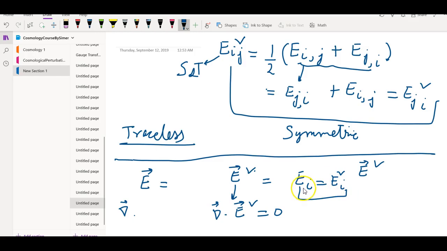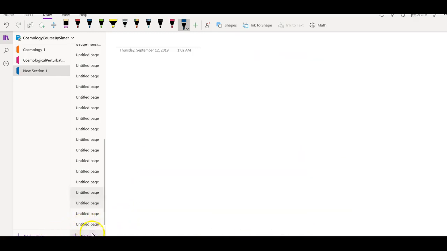If you decompose E into curl free, which gives me the scalar part, and divergence free, which gives me the vector part. There is no curl free part here because the scalar is already extracted from the other component. There is only the divergence free part here. So basically vector E_i is divergence free. Del dot E_V is equal to 0.